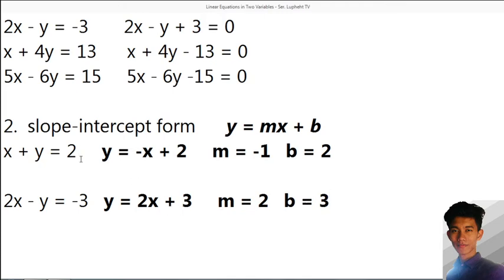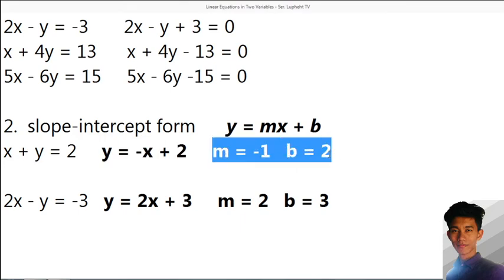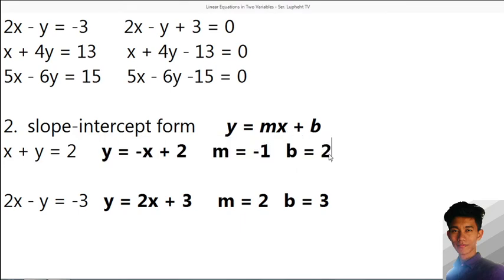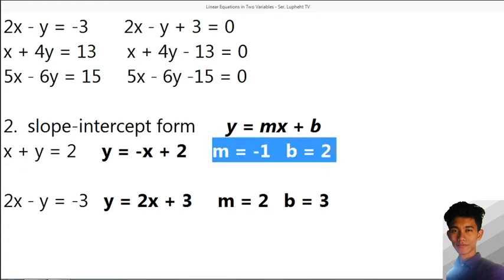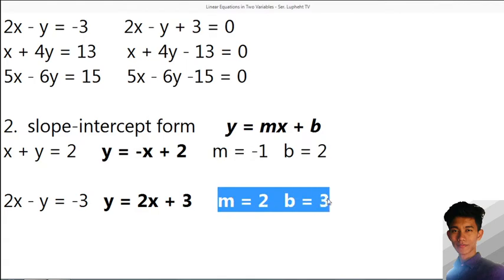So, na-convert na po natin siya. Itong nasa left side, ito yung standard form. Ito yung standard form ulit. And then, itong mga to, itong mga naka-highlight na to, ito yung kanyang mga slope-intercept form. Okay? Now, let's proceed to our next example.